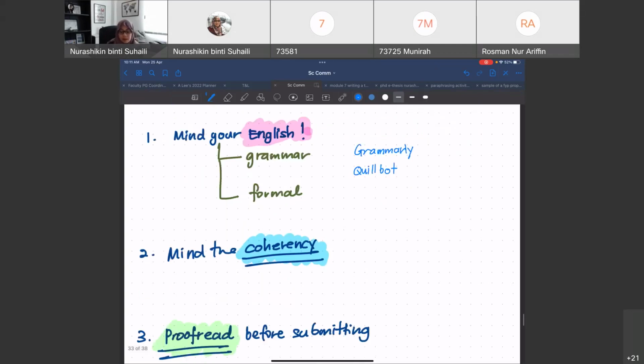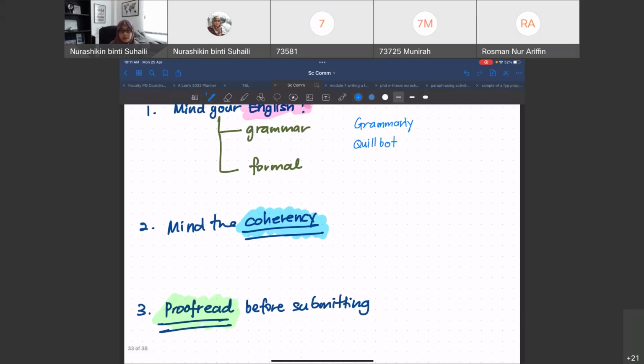Mind the coherency. What is meant by coherency? Coherency is continuity. It means that whenever you write sentences, there must be a continuation from the previous sentence, from the previous paragraph, from the previous chapter. Coherency is continuity of your points.